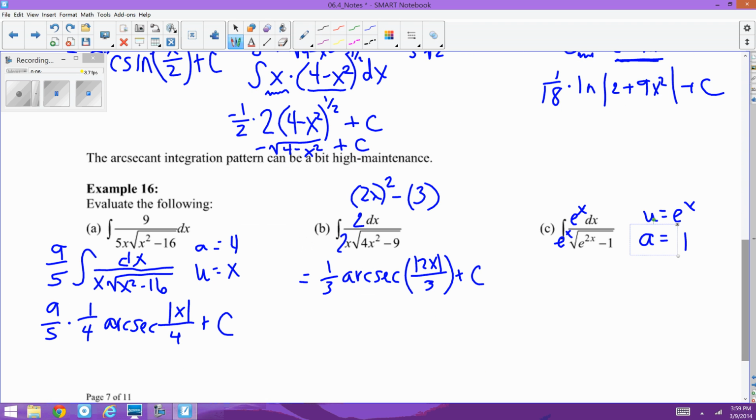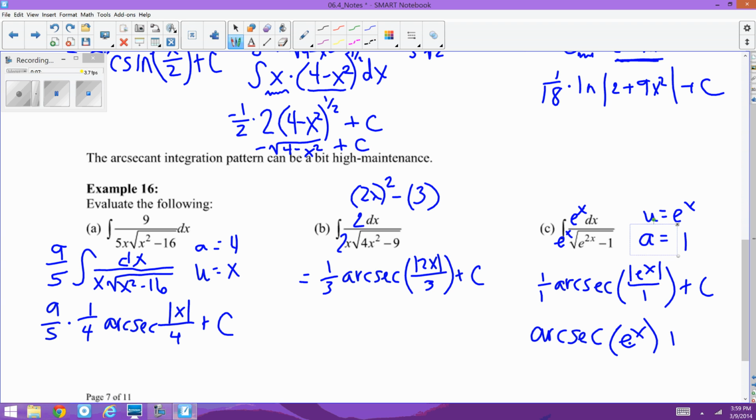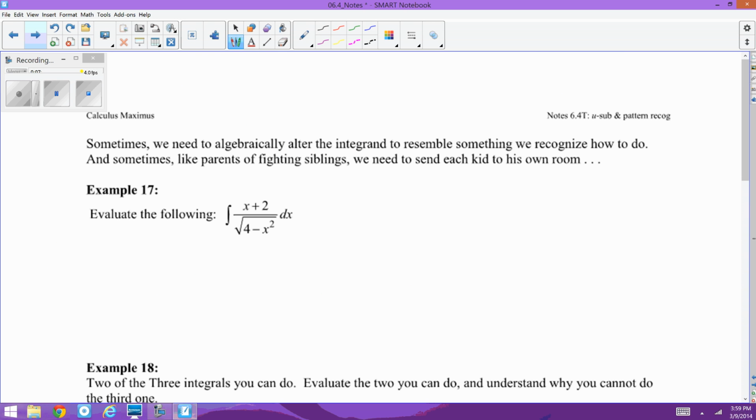All right, so now we just apply this at 1 over 1. I'll write it for now. All right, arcsecant of absolute value e to the x over 1 plus c. All right, but really I didn't need absolute value. E to the x is always, I mean, always greater than 0. Okay, there you go. Not too bad, not too bad. All right, on to our next example.